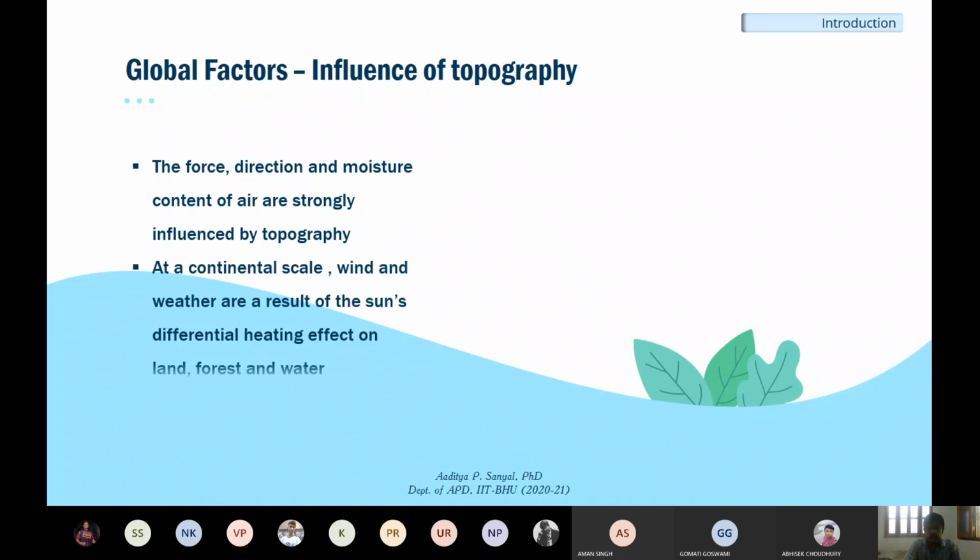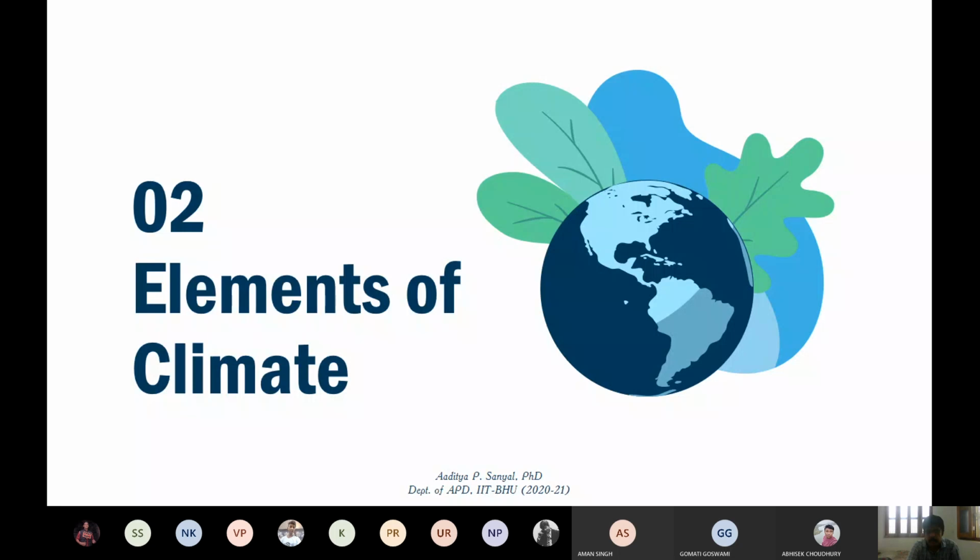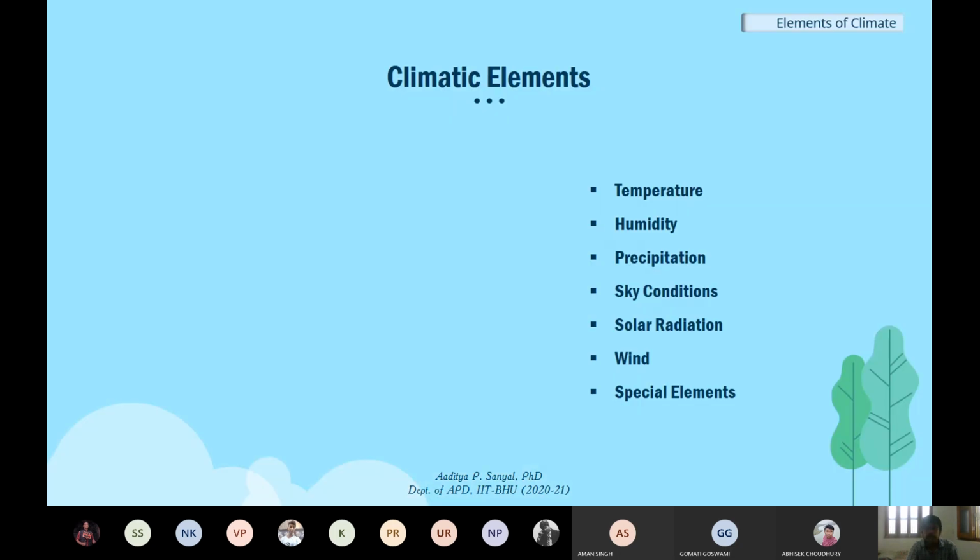So you saw that the factors include topography. It could be sun, it could be the river, it could be the variation in the land masses, and that would affect. And we are supposed to start with the elements of climate.